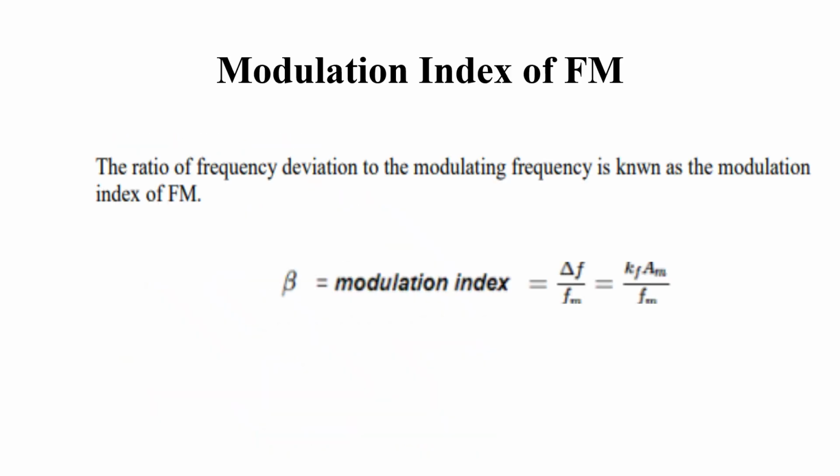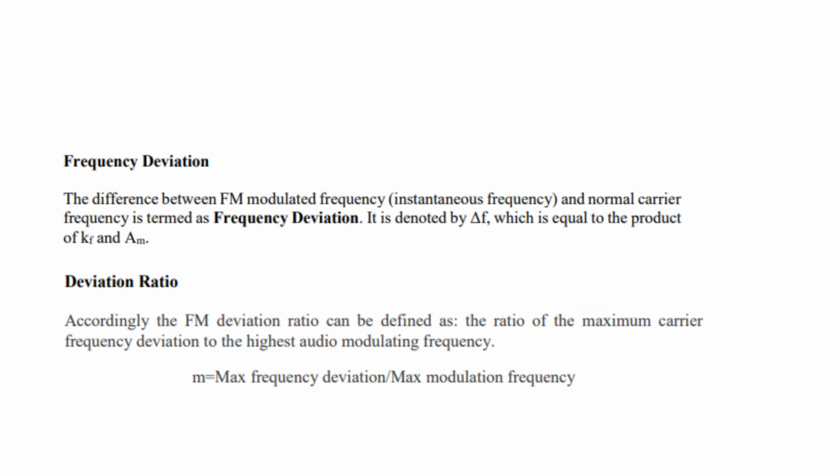Next is the modulation index. The modulation index indicates the depth of the modulation, which is the change in frequency relative to the frequency of the message signal. Here delta f is represented as Kf into Am divided by Fm. The next parameter is frequency deviation. It is defined as the difference between the FM modulated waveform frequency and the normal carrier frequency. It is denoted by delta f.